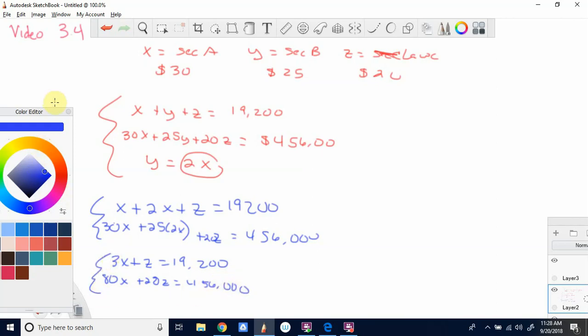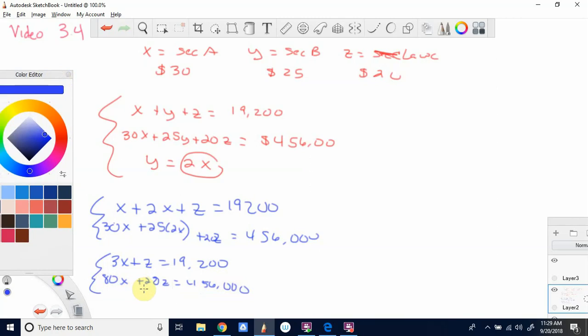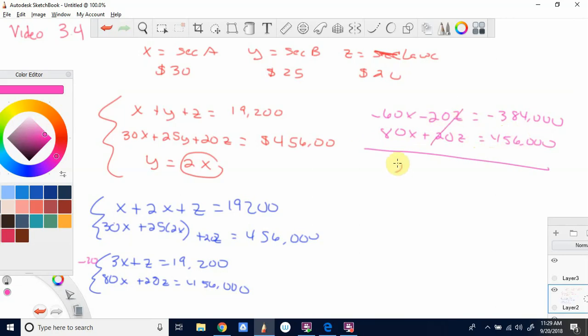So now we have 2 variables. I think the easiest one to get rid of is the Z's. So we're going to multiply that by negative 20, which gives us negative 60X minus 20Z equals negative 384,000. We're not multiplying the other one by anything, so we just rewrite it. Then we add, and we get 20X equals 72,000. We solve for X, and X is 3,600. So X is section A.